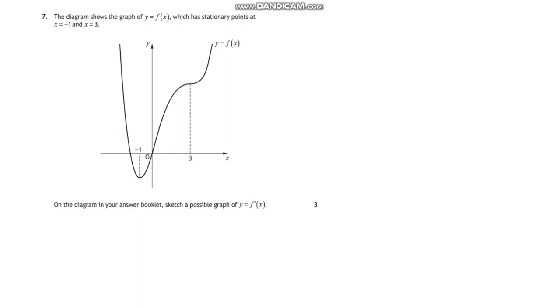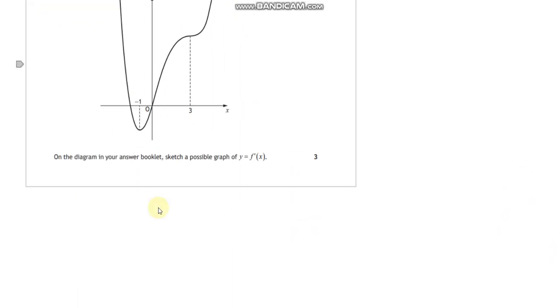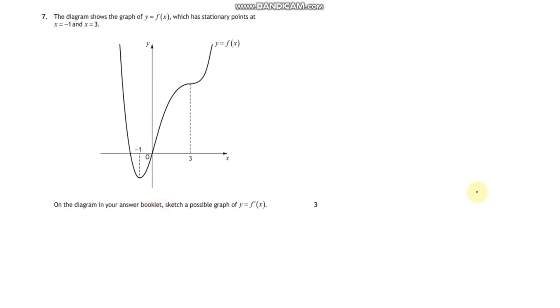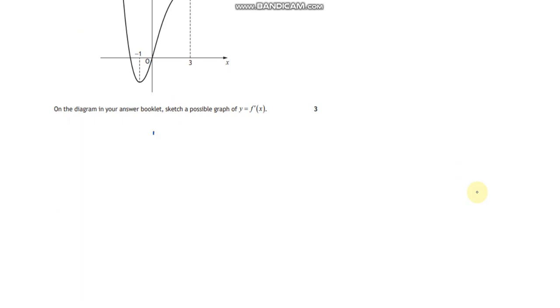Question 7. Oh, I really love these questions, and it's 3 marks. Fantastic. Absolutely fantastic. What we'll do is I'll draw below, because it does make it a little bit more sensible, I think.